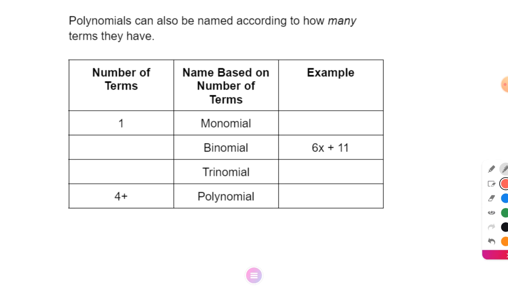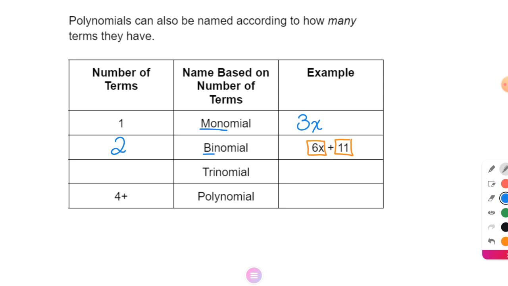All right, we can also name polynomials based on the number of terms, and there aren't as many names here. Monomial, binomial, trinomial, and then simply polynomial. Mono, one term, so something that just has one piece, 3x. A binomial, like a bicycle, how many wheels does a bicycle have? 2. So my binomial has to have 2 terms: 6x plus 11. So 2 terms, 1, 2. And again, my terms are separated by addition and subtraction.